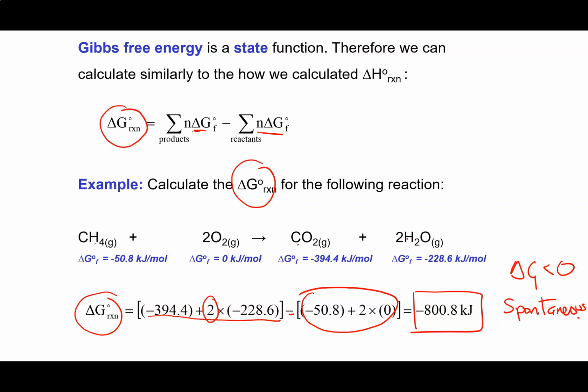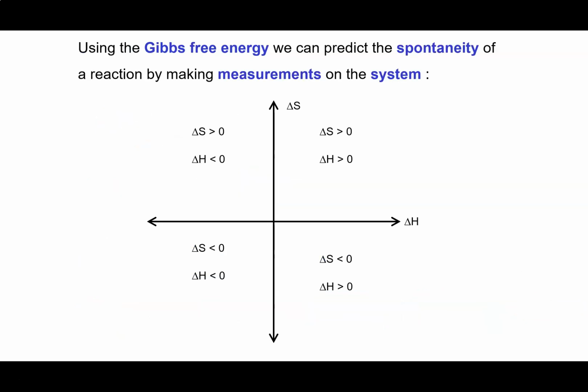So Gibbs free energy for a reaction is a single quantity that allows you to decide if a process is spontaneous or non-spontaneous. This is kind of cool. We don't have to consider both the enthalpy, the temperature, and the entropy change in order to do this. So that's really cool. We've reduced the number of parameters that we need to look at down from 3 to 1.